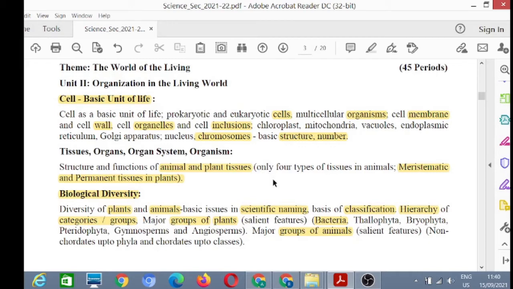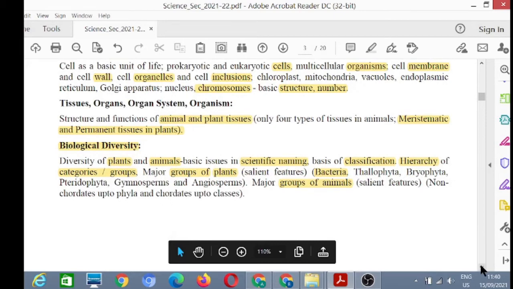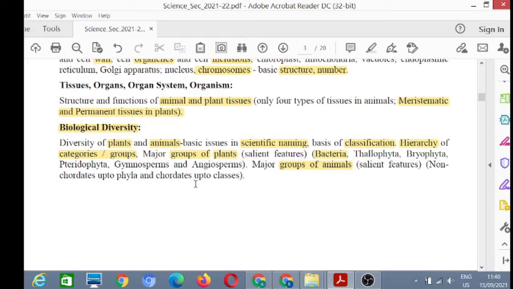Next topic is biological diversity. As we see, all the animals and plants are different from each other. For example, different species are found: lion, human being, cat, dog, and in plants also mango tree, apple tree. So there is diversity in nature. So diversity of plants and animals is the topic here.